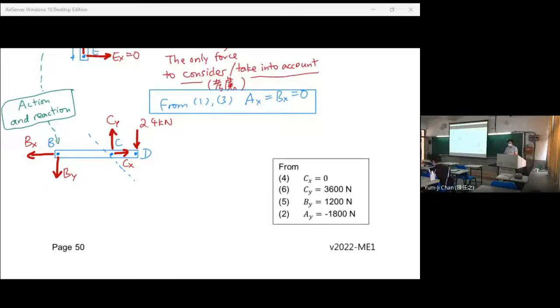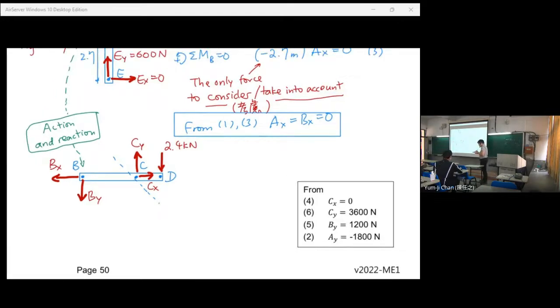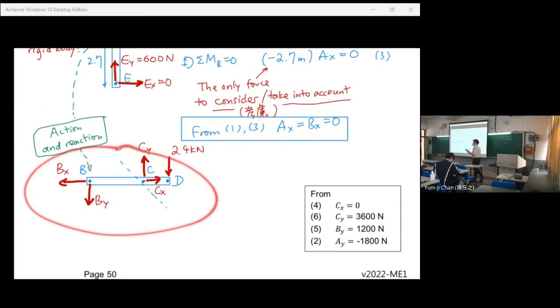Now, where did we stop last Thursday? We stopped at the free body diagram here. And after the last lecture, I've filled in the free body diagram like this. Remember that in a free body diagram, we should only have a rigid body, okay?